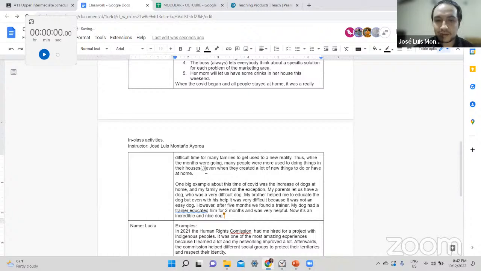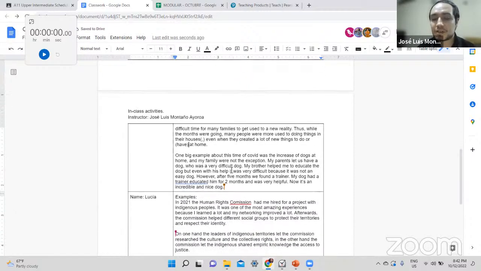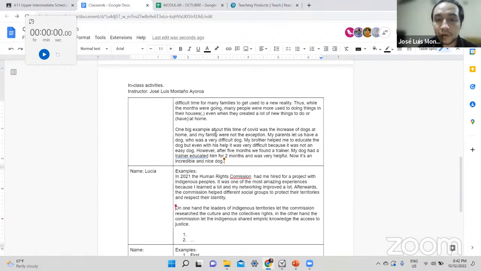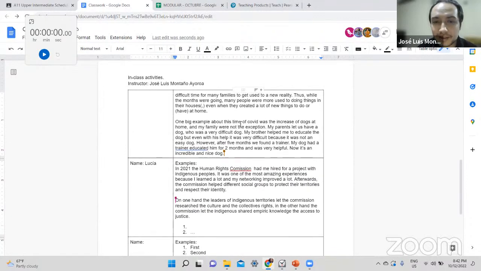So you can have that as a final clarification with comma. Okay, comma, even when they created a lot of new things to do or have at home. Okay, this "have," perhaps you can try to look for an alternative because it's not like an activity, right? But to do, or I don't know, right? Anything related to just kill the time. One big example about this time of COVID was the increase of dogs, okay? And my family were not exception.